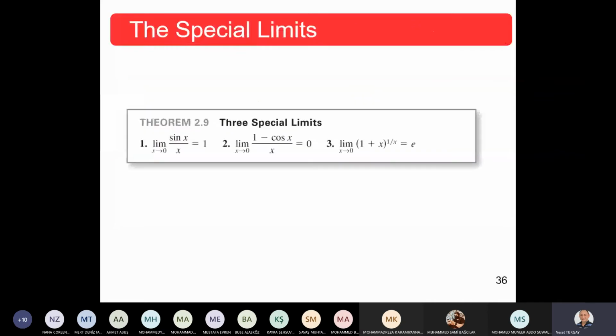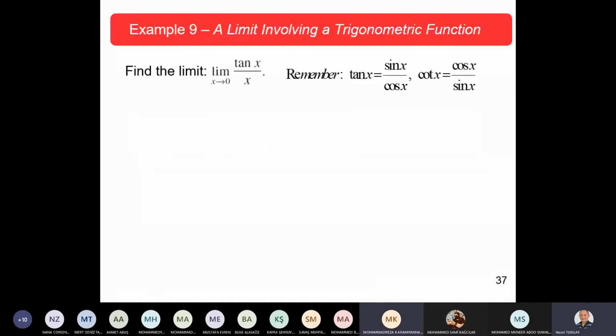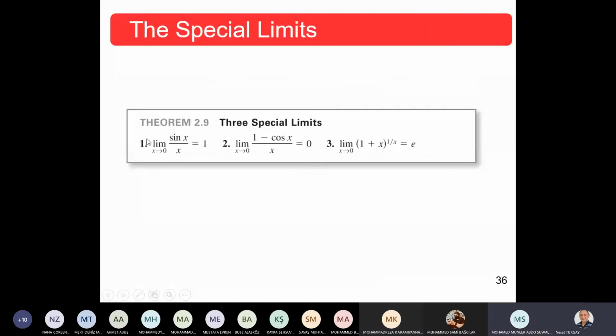We have some special limits. Now look, the limit as x goes to 0 of sine x over x is 1. The limit as x goes to 0 of 1 minus cos x over x is equal to 0. The limit as x goes to 0 of 1 plus x to the power 1 over x is equal to e. My friend, if you know L'Hopital's rule, you may immediately see why this is like that. But for now we don't know, so we will take this as a rule. In the questions using these ideas, let me explain.